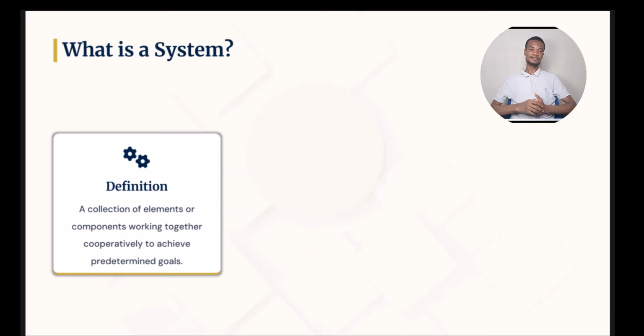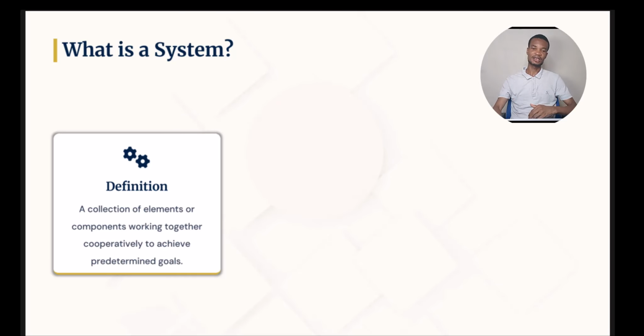So what is a system? What then is a system? A system is a collection of elements or components working together cooperatively to achieve predetermined goals. So, a system is a collection of components that are meant to work together cooperatively to achieve a predetermined objective or goal.